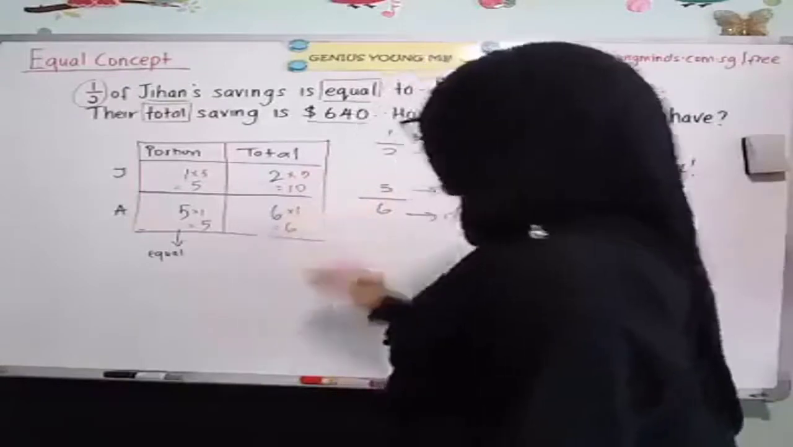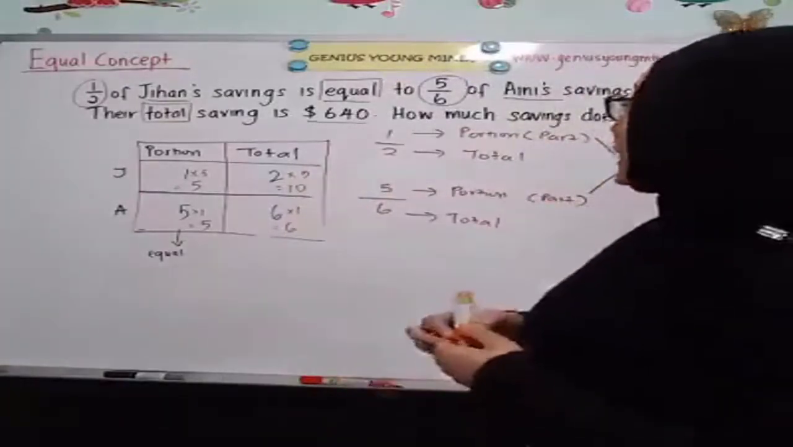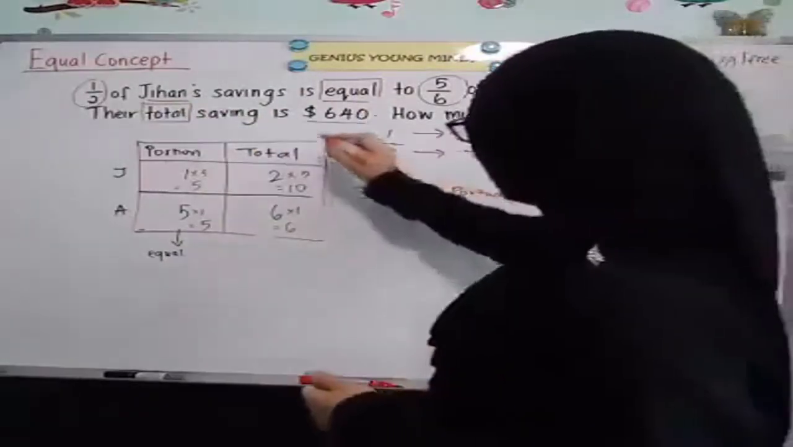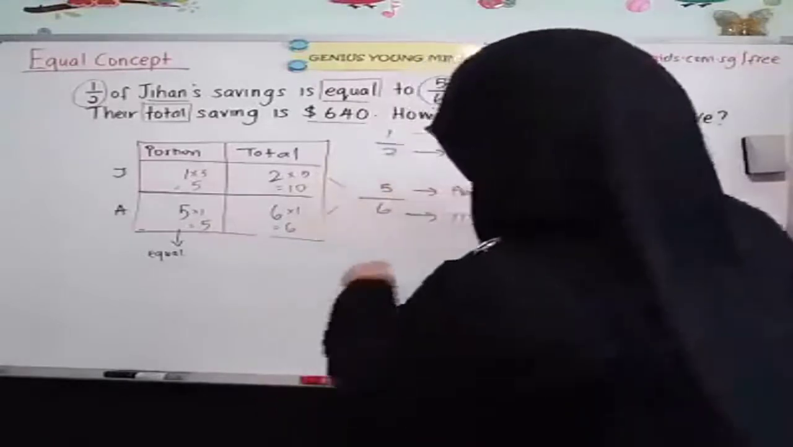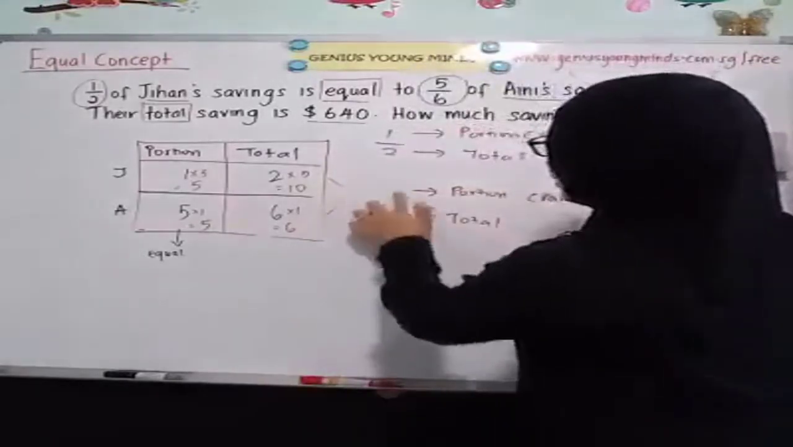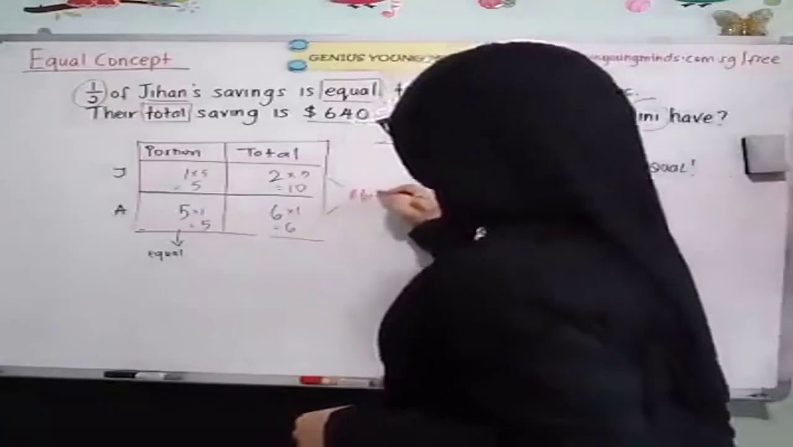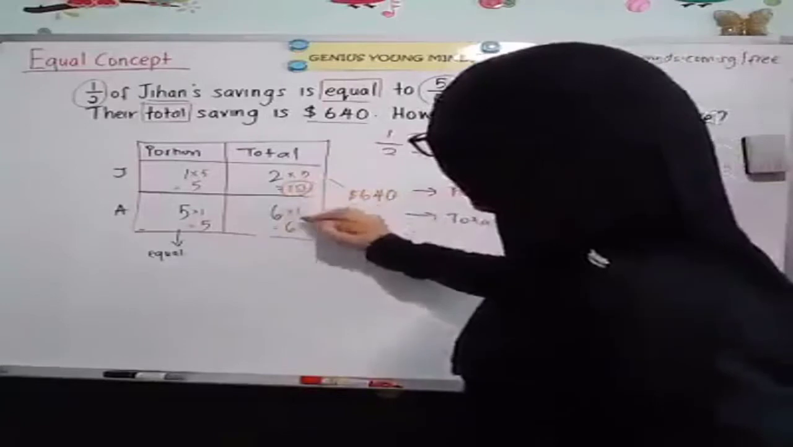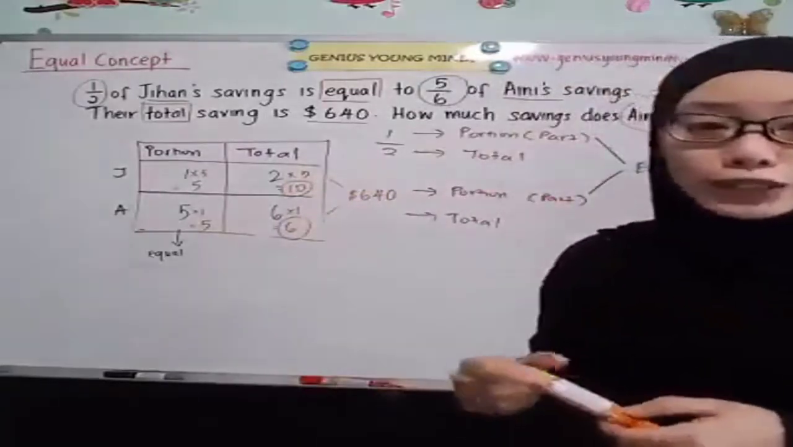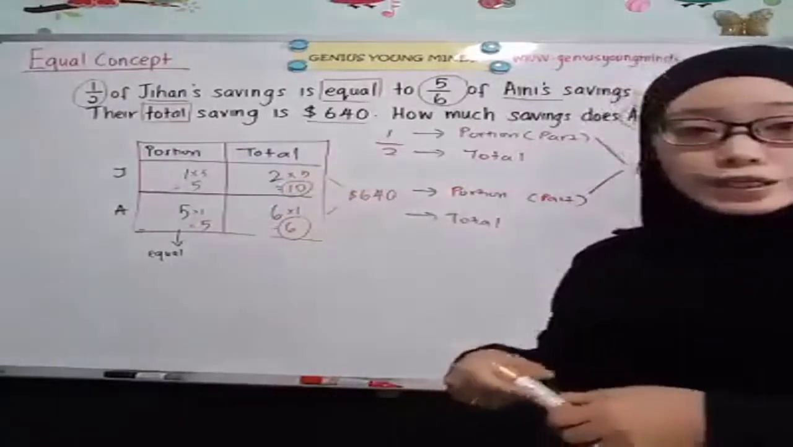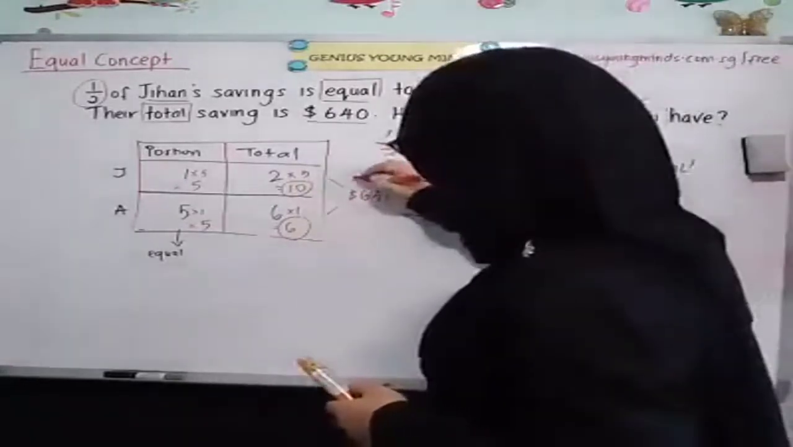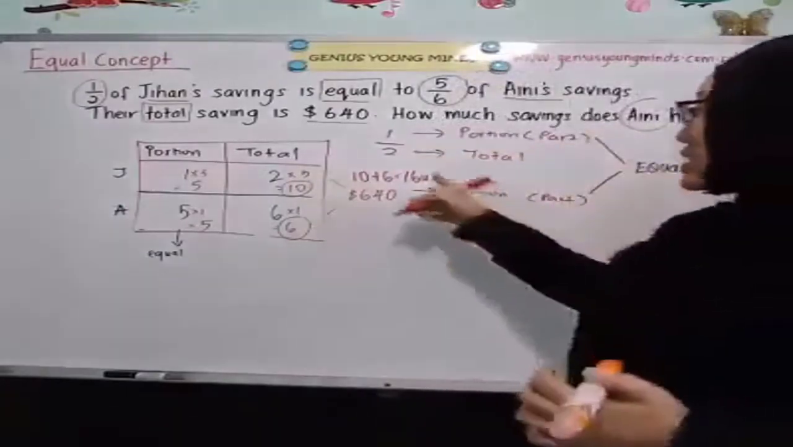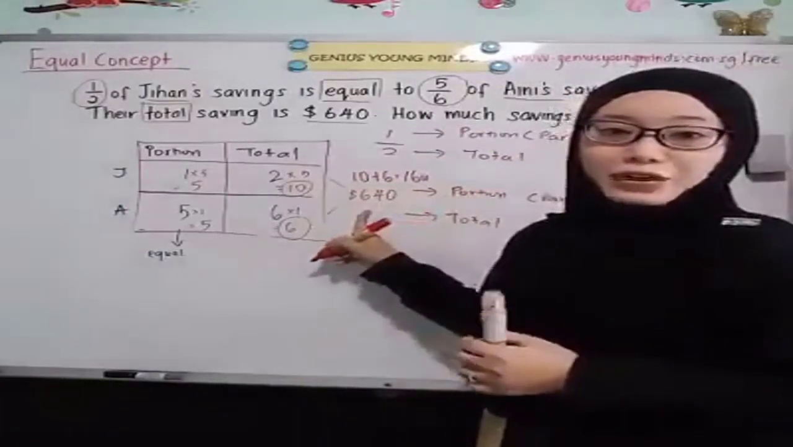Will give me 6. Okay, alright. Now they say that their total savings is 640, which means their total, this and this, I'm going to erase this thing, is actually 640. How many units is this? This is 10 and this is 6. Can I find the total number of units for their total? Yes, we can. We take 10 plus 6 equal to 16 units, which means 16 units represent $640.